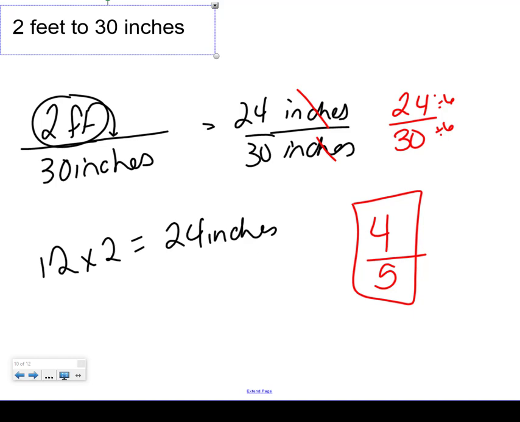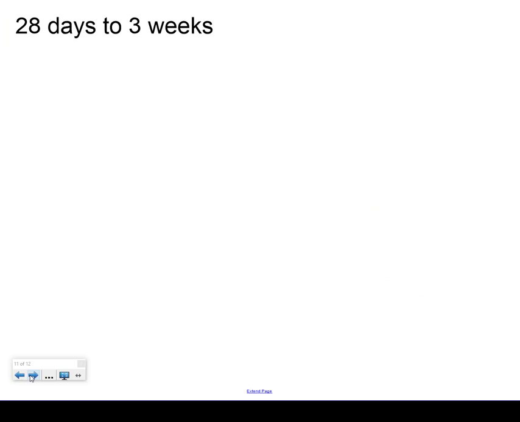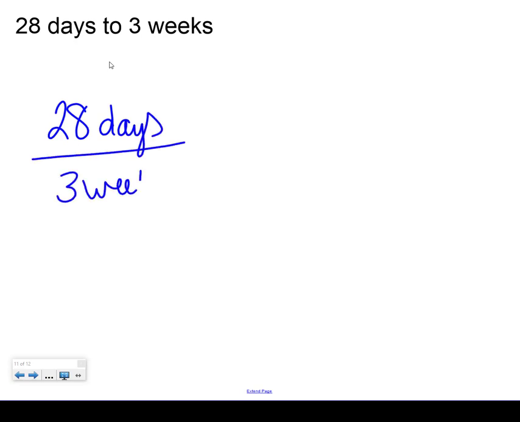Let's do one more of those, because there are some of these on your pre and post test. The first thing is we want to make sure that we set this up correctly, reading from left to right. So the first thing that I come to is the 28 days over the 3 weeks. Remember, we're going to the smaller units. So smaller units are days, which means we're going to have days on top and days on bottom.